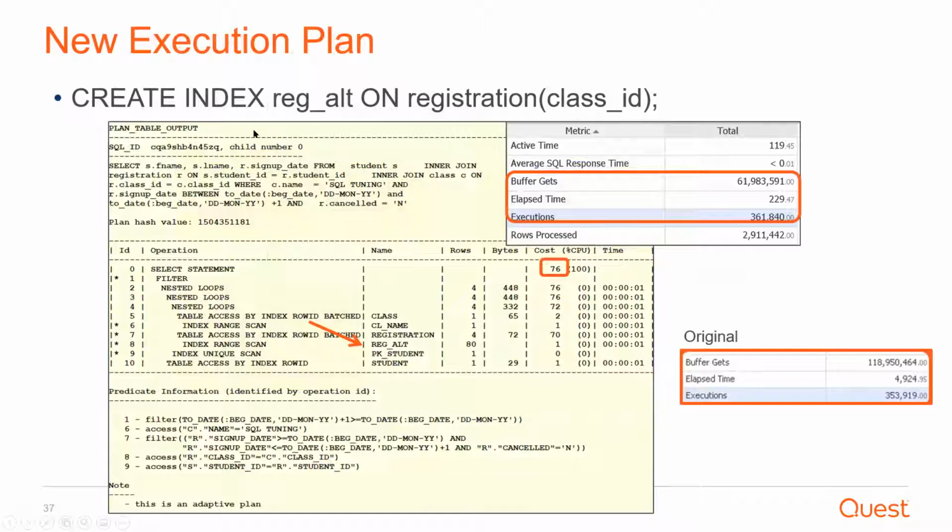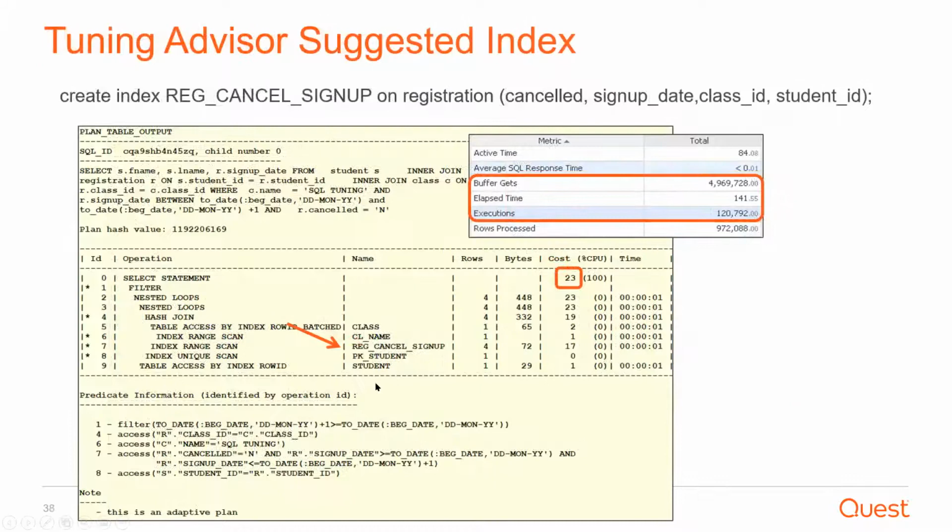So let's go create an index on registration. When we do that on class ID, you can see we went back down to 61 million buffer gets, and our average response time improved, but it's still less than the 118 million from the beginning. So it's a better plan, and we are using both indexes now.